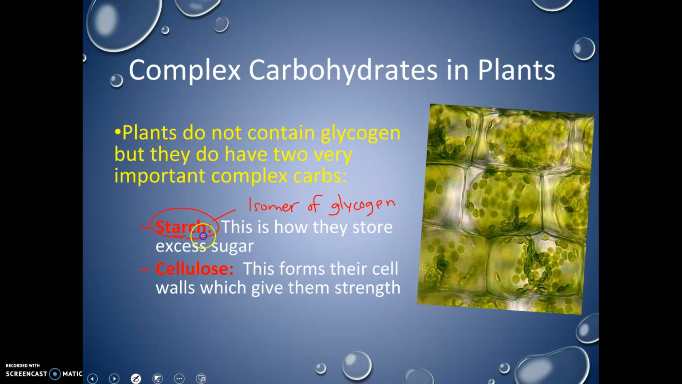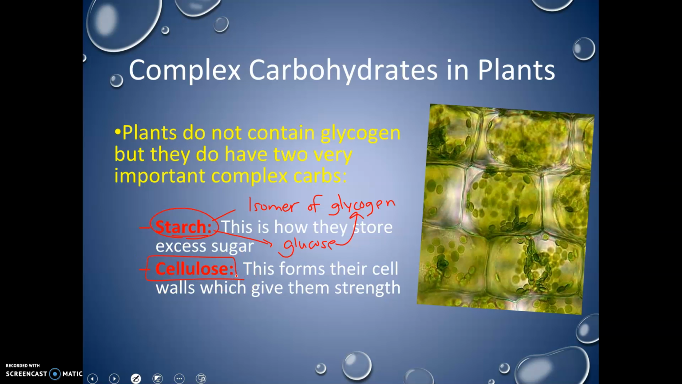But we can eat starch and break it down. This is what we get from potatoes and rice and pasta and wheat and bread. That's starch. And then we break it down from starch back into its monosaccharides, which is glucose. And then if we don't need all that glucose, we can turn around and store it as glycogen. So you can see there's a cycle here.